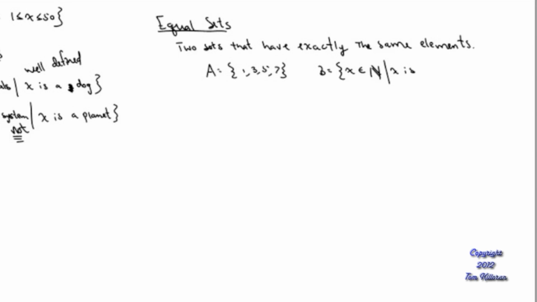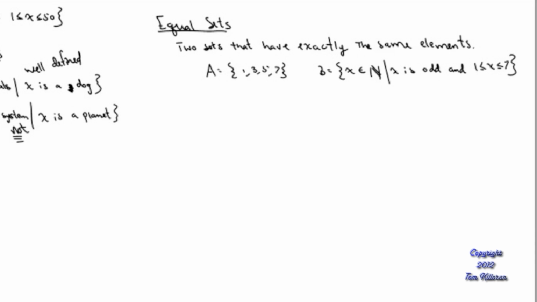X is odd and between 1 and 7 inclusively. The first one's easy. The set A is the set of the elements 1, 3, 5, and 7. That's simple. Set B over here, though, is the set of natural numbers. You want to really abbreviate. B is the set of natural numbers such that the numbers are odd and between 1 and 7 inclusively. Starts at 1 and ends at 7.